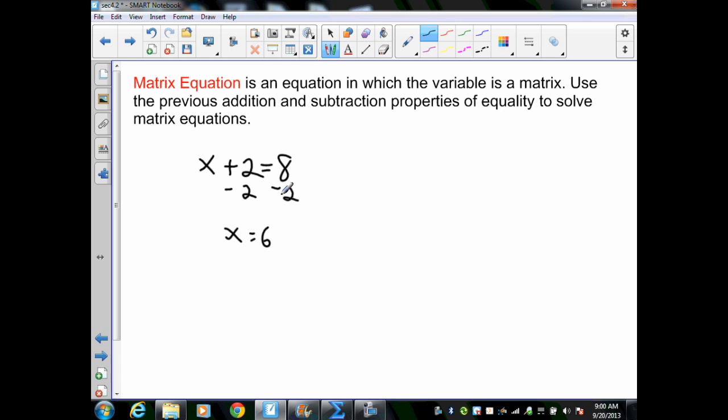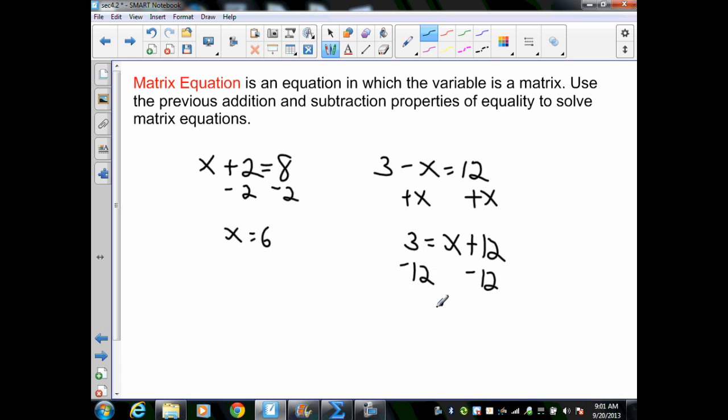But in this case, it will be 2 matrices. If we have a situation that looks like this, we have not performed multiplication with matrices yet. So what we're going to have to do is inverse operation to move the x. That will give us 3 equal to x plus 12. Then we'll subtract 12 on both sides, and that will give us our solution, which is a negative 9 equals x. So we're going to use these procedures to solve matrix equations. Let's take a look at an example.